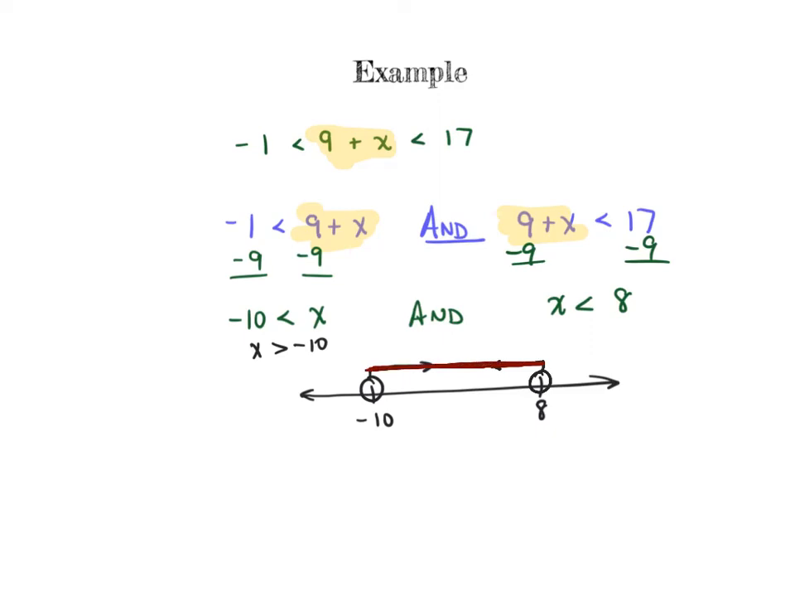Because the numbers in here, for example, the number 0 is between them, and 0 is both greater than -10, and at the same time it is less than 8, so it's making both statements true at the same time. And in fact, every number in this region makes both those statements true.